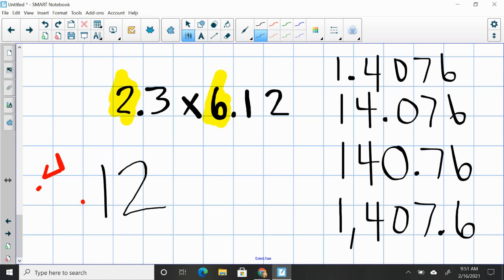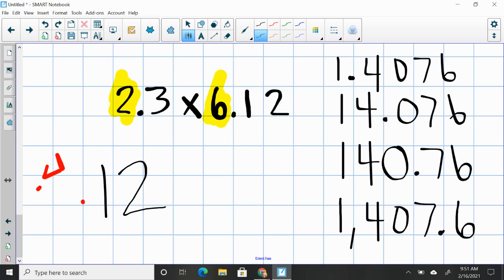Well, the decimal's in a different spot, but all of your answer choices have the same digits, 14076, 14076, and so on and so forth. So what do you think you're going to get when you multiply 2 and 3/10 times 6 and 12 hundredths as your answer? You're going to get a result of 14076 as your digits.